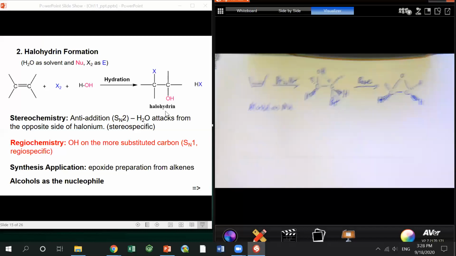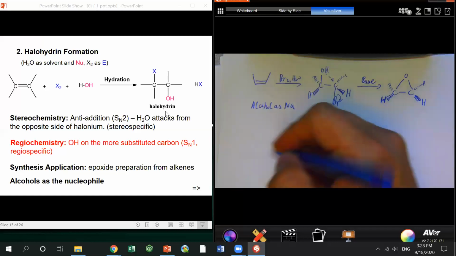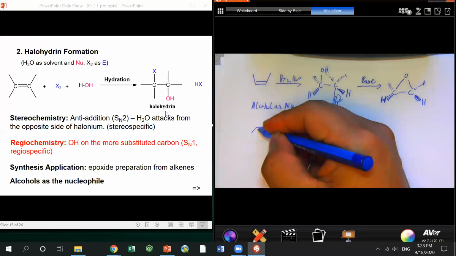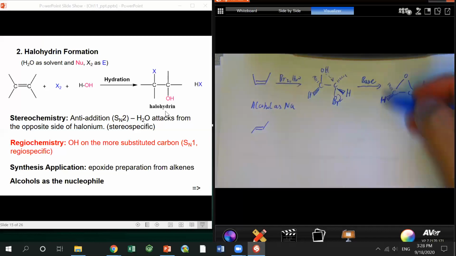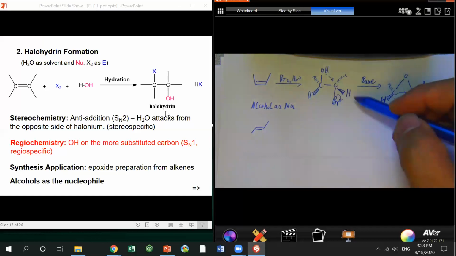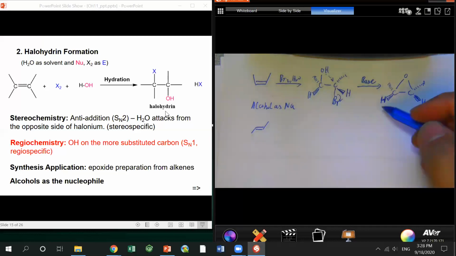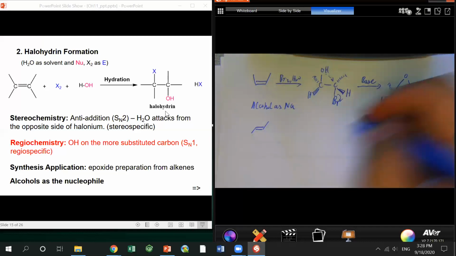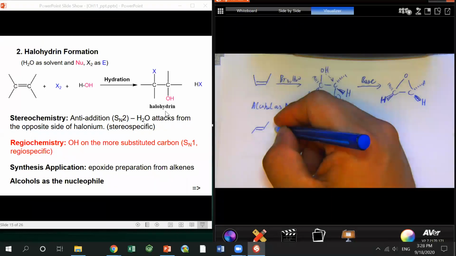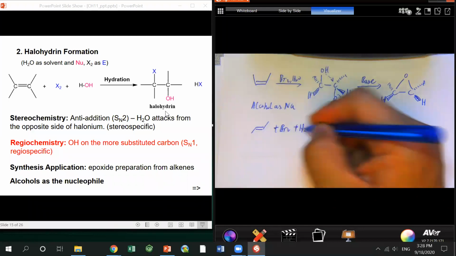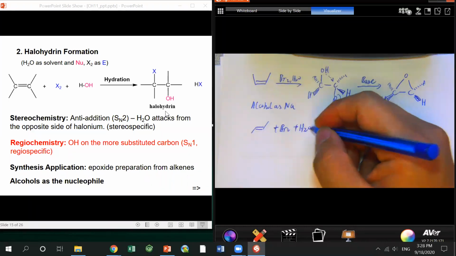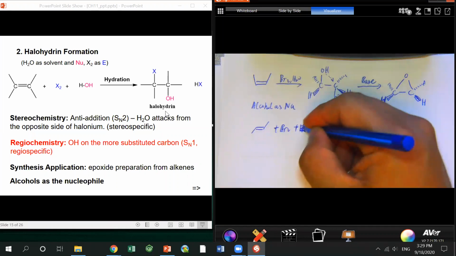Let me give you one example, very similar to water addition, but this time I use a trans alkene. A cis alkene generates only one compound, no matter how you do it, eventually the meso compound. And the trans alkene generates a pair of enantiomers. So here we use alcohol, not water.